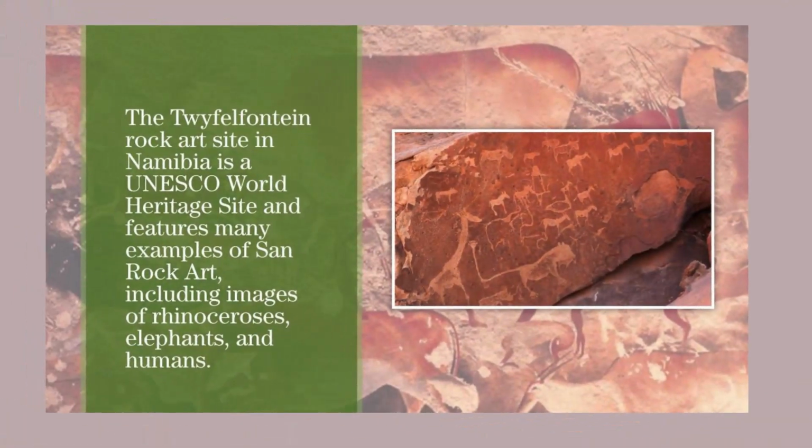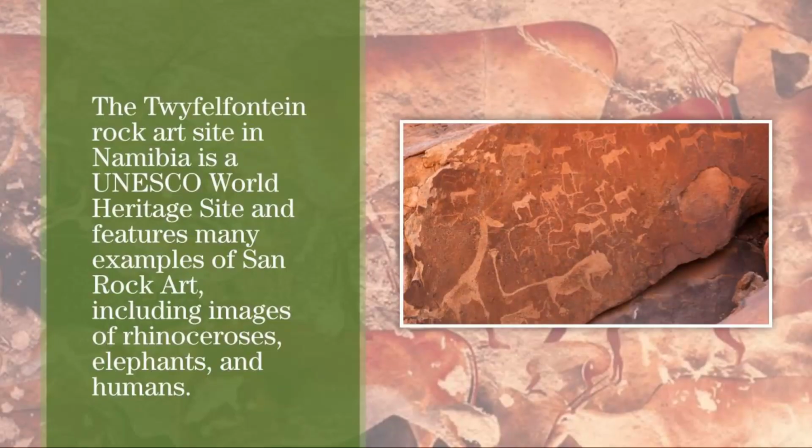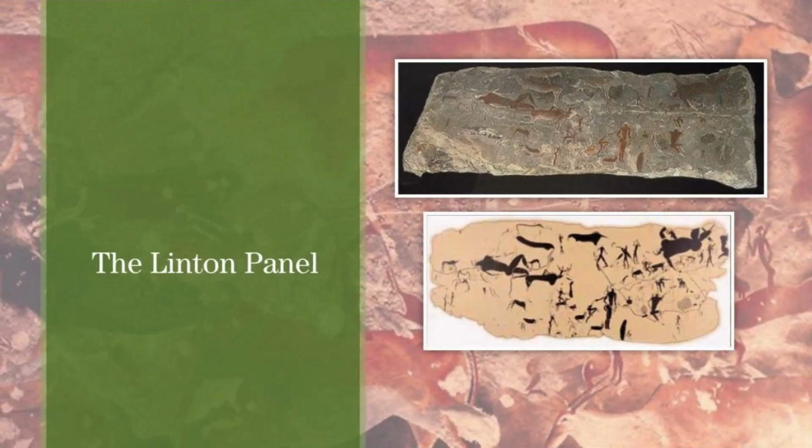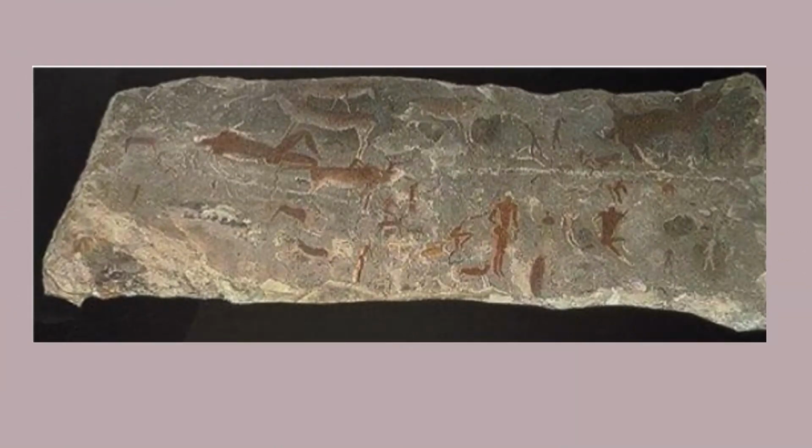The Twyfelfontein Rock Art Site in Namibia, which is a UNESCO World Heritage Site and features many examples of San rock art, including images of rhinoceroses, elephants, and humans. A very famous example of San rock art is known as the Linton Panel, discovered in the 1920s in the Linton Farm Rock Shelter in the Eastern Cape Province of South Africa.